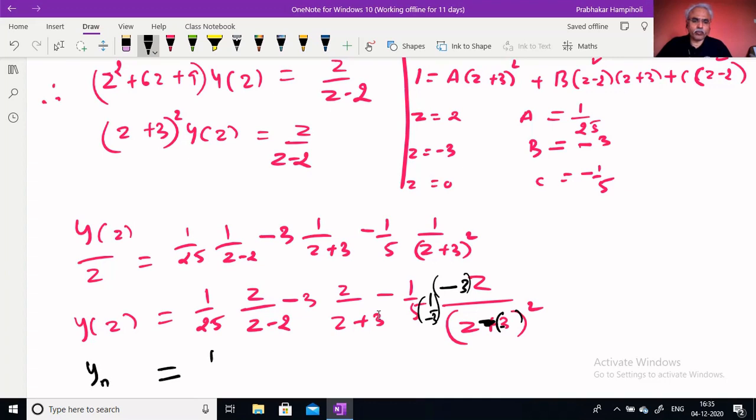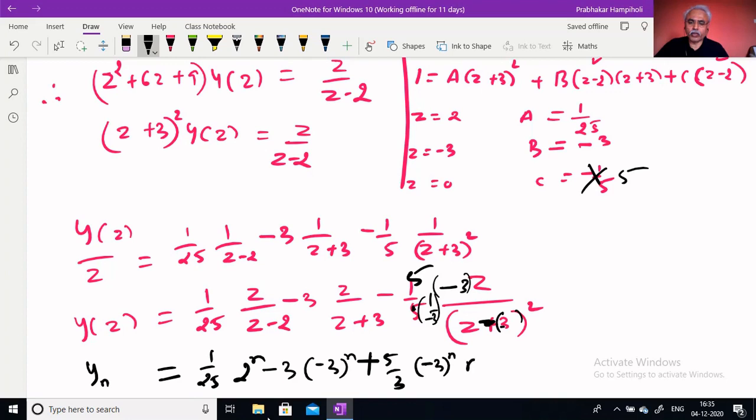So taking inverse transformation, 1 by 25 times 2 raised to n, minus 3 times minus 3 raised to n, so that the last term becomes plus 5 by 3 times, this is nothing but n actually, multiplied by minus 3 raised to n into n. So this becomes the final answer for this.